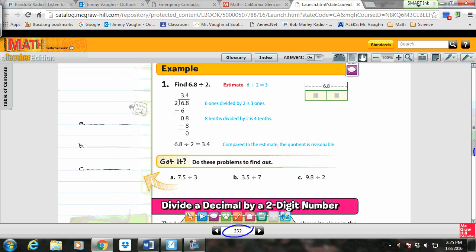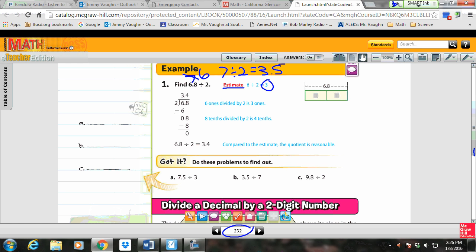So divide 6.8 by 2. This was where the estimate part comes into it. Just like when we did it with multiplying decimals, you want to check your work. So 6.8 is close to 7, which is hard to divide by 2. So they went down to 6 divided by 2 is 3. If you know what half of 7 is, you could have done 3.5. So our answer should be somewhere close to 3, 3.5, somewhere in there.